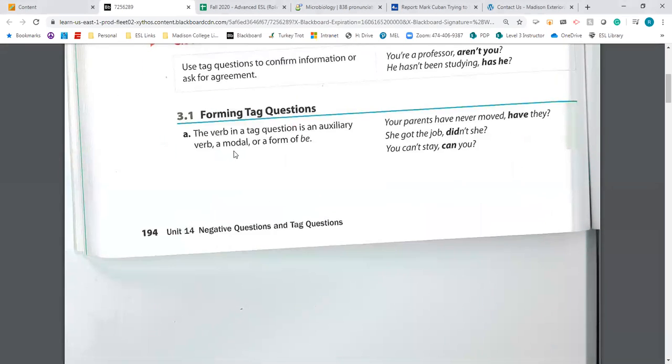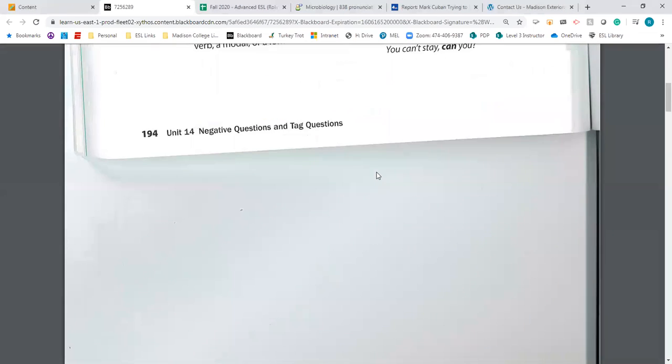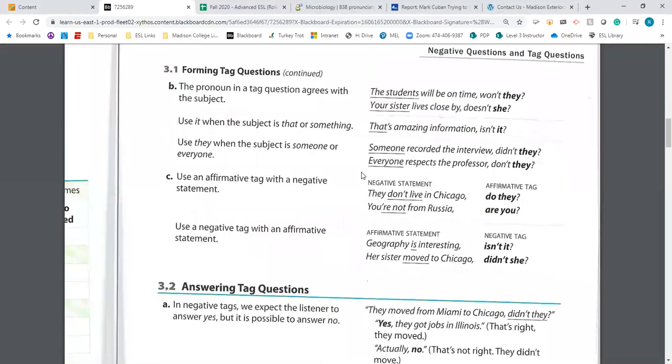To form a tag question, we have to use the auxiliary verb. It can be a modal or it can be the be verb. So remember, auxiliary verbs are also known as helping verbs. Verbs like have or has, do, does, did, and then modal verbs can or will or would or could. So all of those can be words used in tag questions.